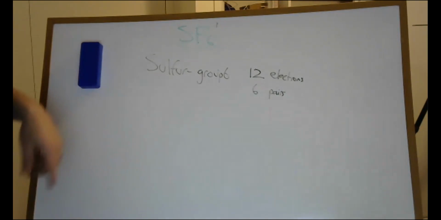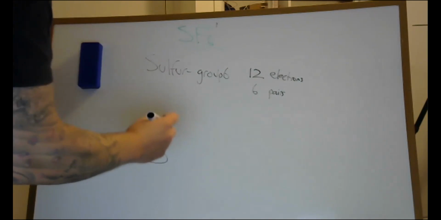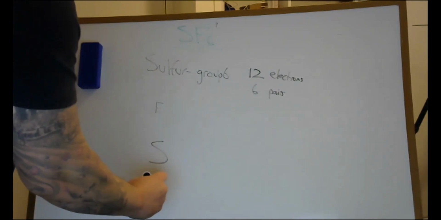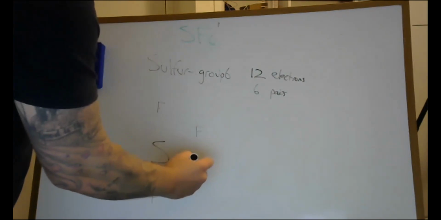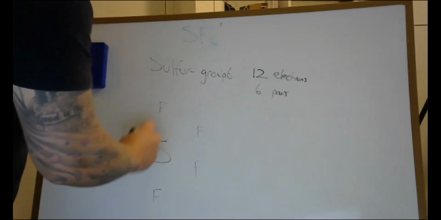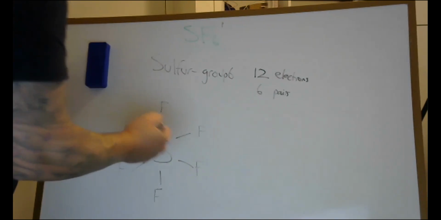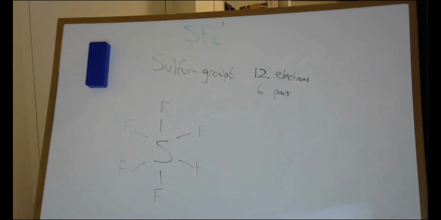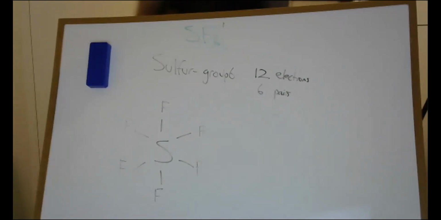So the shape of that would be something like... yeah, switch on our windows. Interesting neighbors out there. So that's what SF6 would look like.